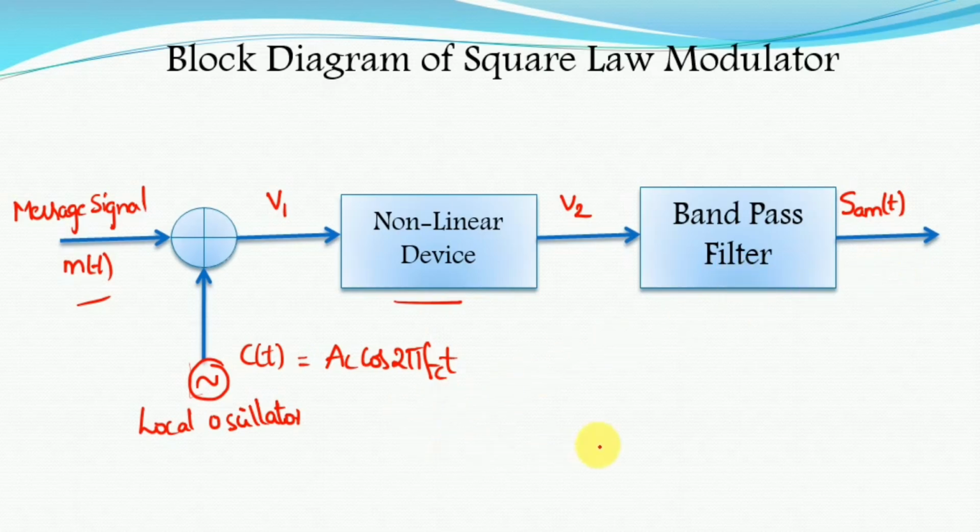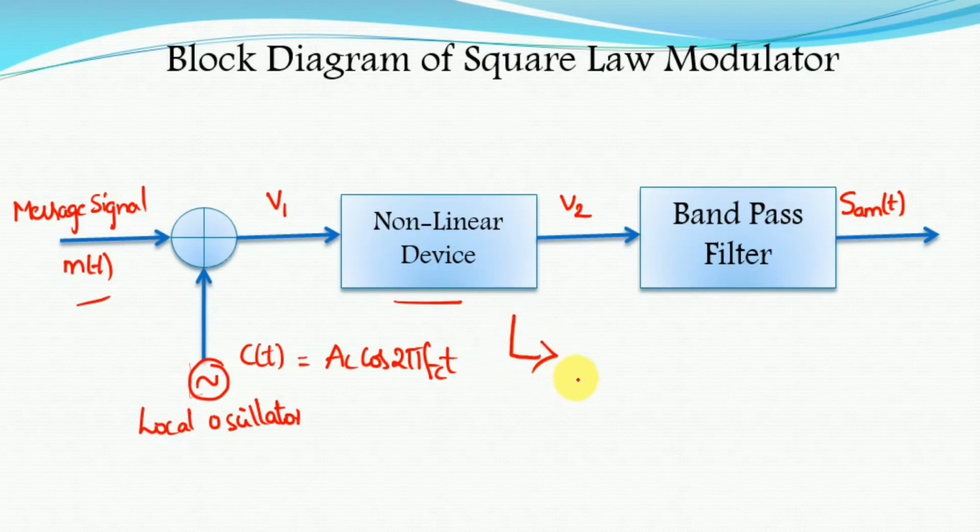By using these same blocks, we can design the switching modulator circuit. How can we design it? Here, by replacing the nonlinear device with some other circuit, we can easily generate an amplitude modulated signal. So which device is replaced in the switching modulator?